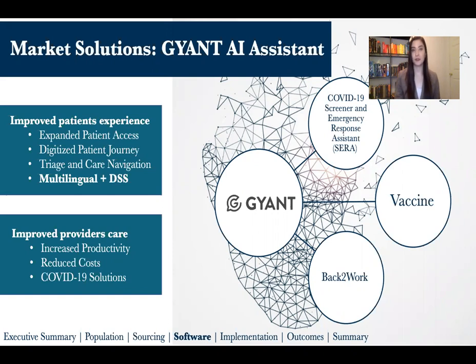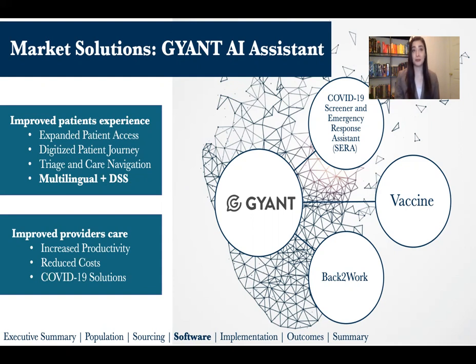Giant can converse with patients, understand their symptoms, and send data to doctors who would then provide diagnosis in real time. Additionally, Giant expands patient access, digitizes patient journey, and provides care navigation with tailored messages through its decision support software, DSS. Giant increases productivity and reduces costs for HCPs as well. One of Giant's most relevant features is its ability to communicate with patients in multiple languages.